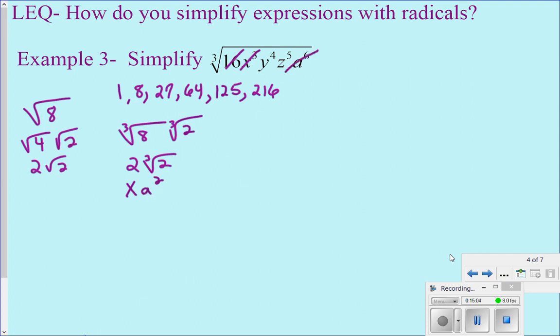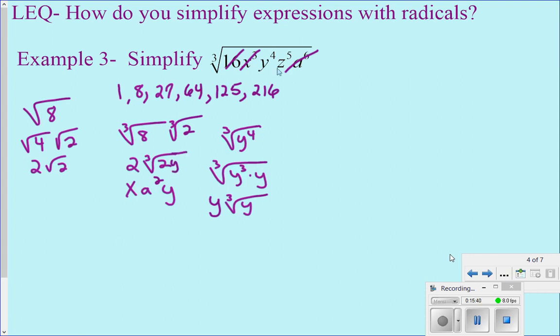Okay, so now let's deal with those y to the 4th cube root. So just like we did with the square roots, we want to break that down into something that we can divide by. The only difference is now we're trying to divide by 3 rather than divide by 2. So I need to rewrite that as y cubed times y. The cube root of y cubed is y, and then I'm left with the cube root of y. So I'm going to bring my y here, and I'm going to add my y underneath the cube root.